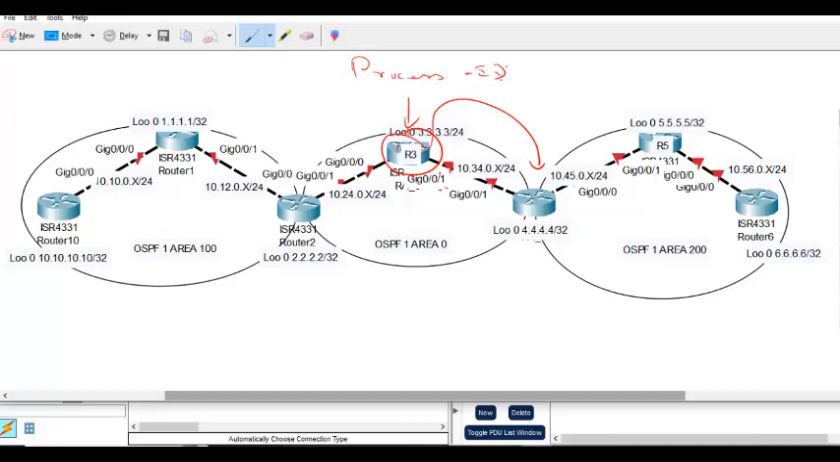This process ID, it can be same for all the routers. For example, OSPF process ID. So what I'll do, for process ID on all the routers, I'm going to give the same number. The router on area 100 also I'll give same. Router on area 0 also I'll give the same number 1. Router on 200 also I'll give the same.